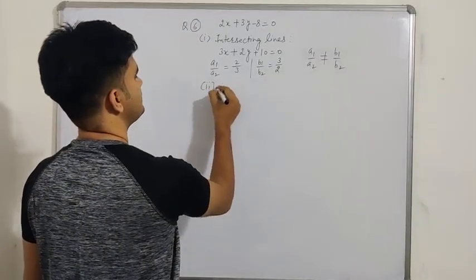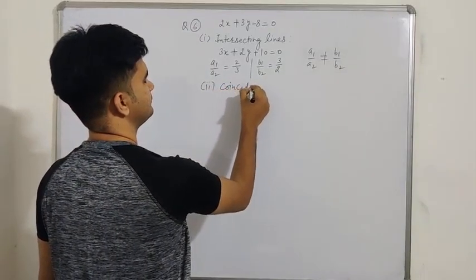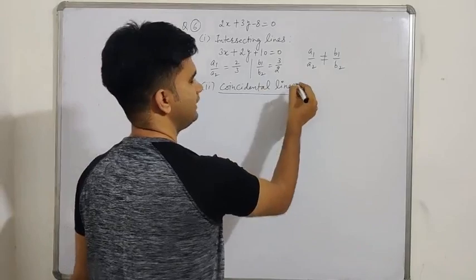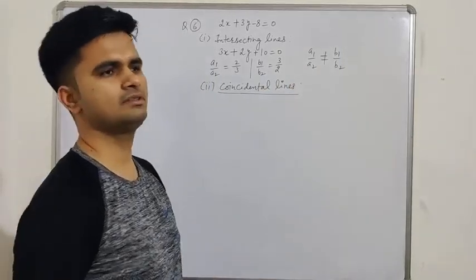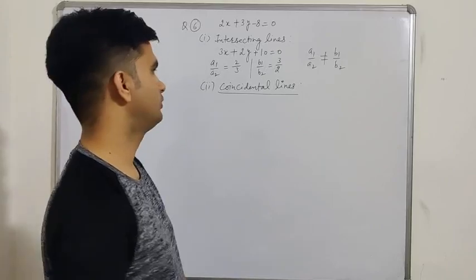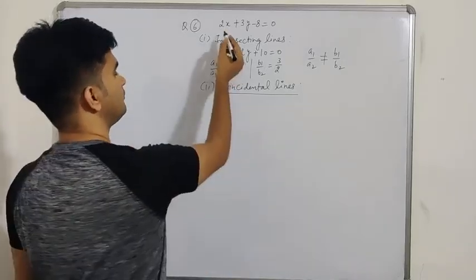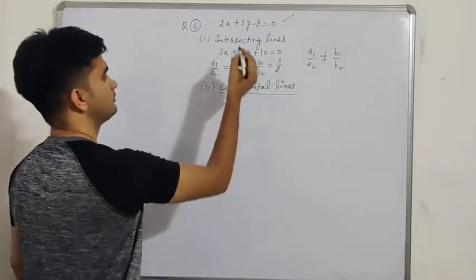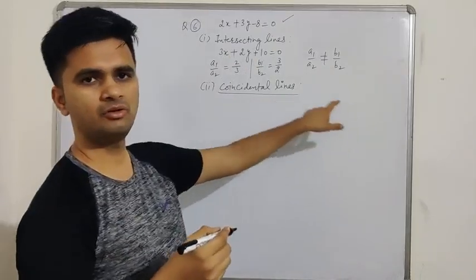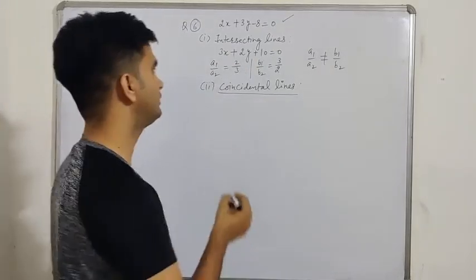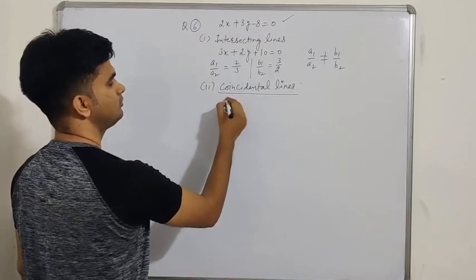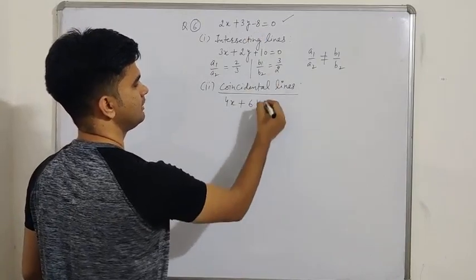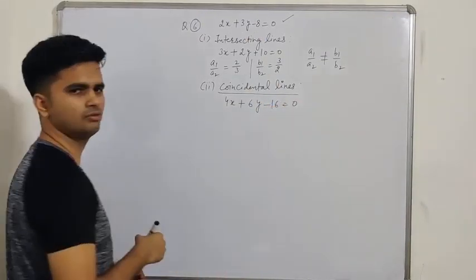The next is coincident lines. As we already discussed, coincident lines mean each and every point will be a solution of the two given lines. So here we have the equation 2x + 3y - 8 = 0. I want a1/a2 = b1/b2 = c1/c2, so I will multiply it by 2, then the ratio will remain the same: 4x + 6y - 16 = 0.